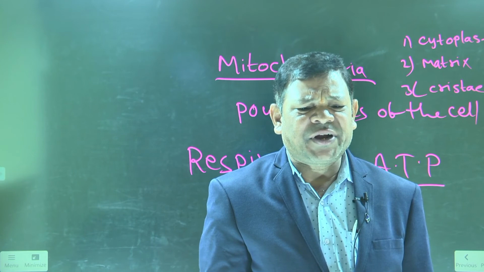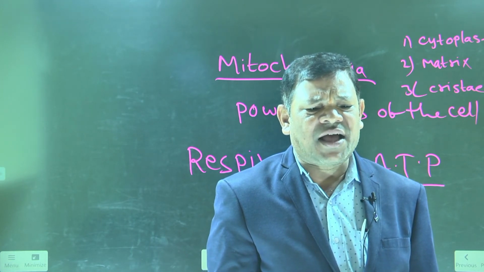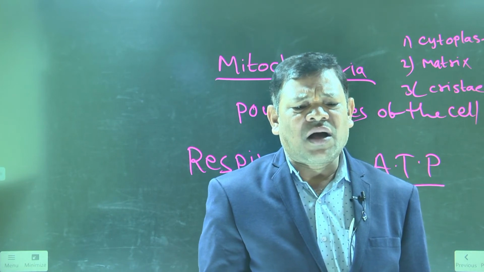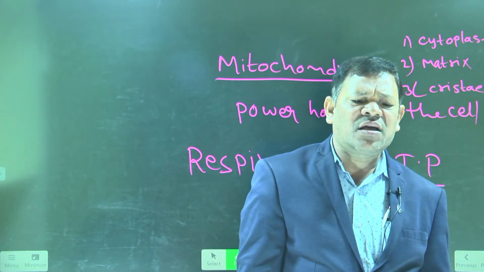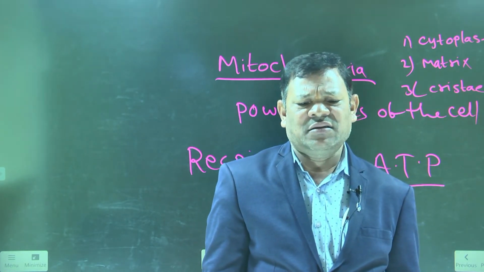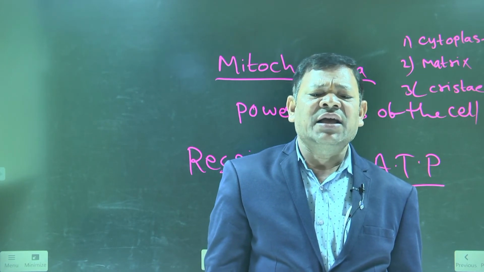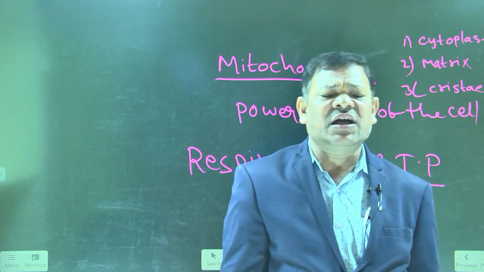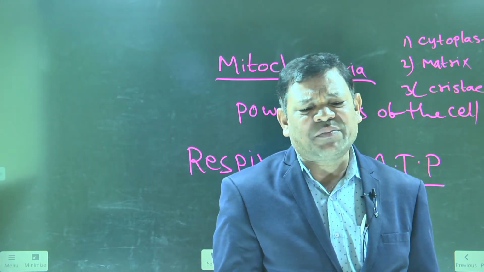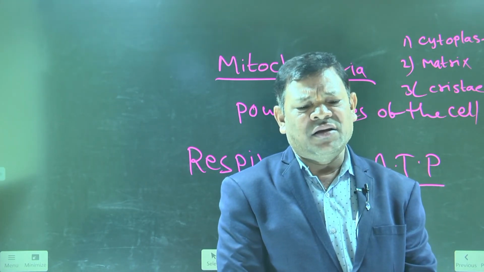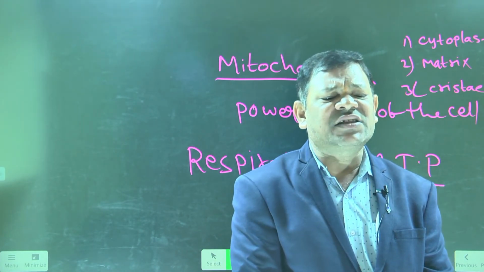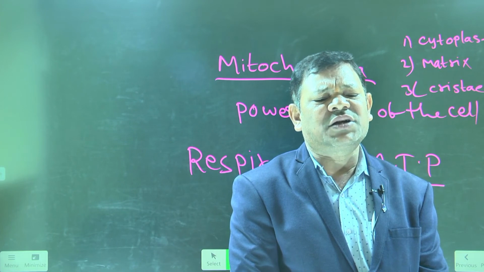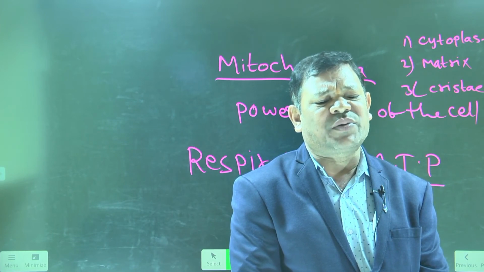Okay, the respiratory organ in the plant is the mitochondria. Another name of the mitochondria is powerhouse of the cell. Okay, actually mitochondria, we can see double membrane or single membrane? Double membrane. Mitochondria we can see with the help of the electron microscope only. In all eukaryotic organisms, mitochondria are present.